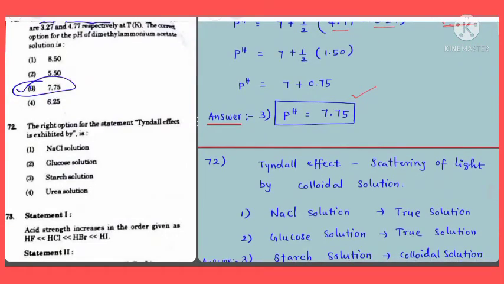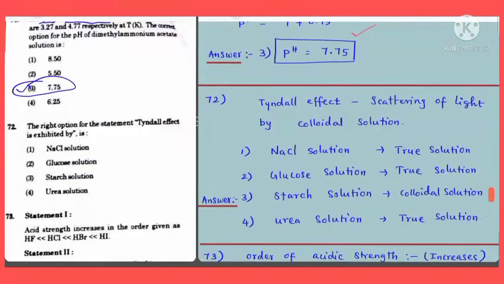So you are given some solutions. Among those 4 solutions, only one exhibits the Tyndall effect. Which one is exhibiting the Tyndall effect? Okay, the options are sodium chloride solution. Sodium chloride is a true solution; it readily dissolves in water. Glucose also forms a true solution. Urea also forms a true solution. Starch forms a colloidal solution.